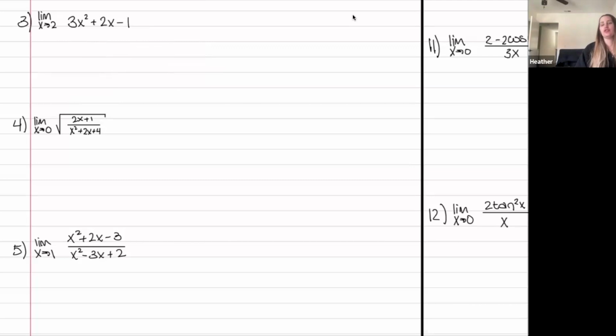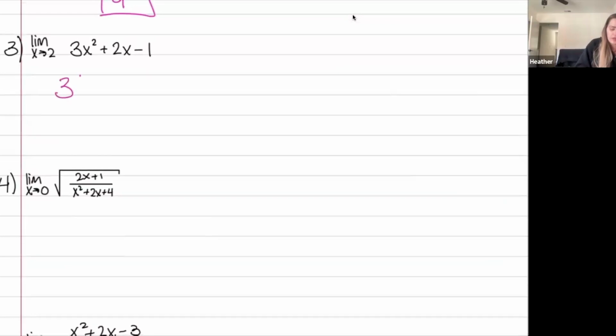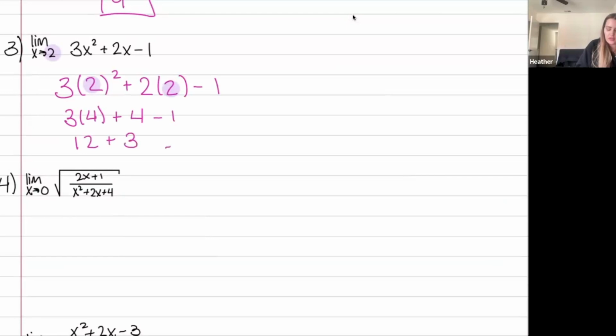Now we'll move into a few examples using the direct substitution property. So like we discussed before, all I'm going to do is sub in this 2 for x, and I can solve using the direct substitution property. So I got 3 instead of x, 2 squared, plus 2 instead of x, I got my 2 minus 1. This 2 is coming from down there. All right, so then I got 3 times 4 plus 4 minus 1, which will give me 12 plus 3. So this limit is just 15.